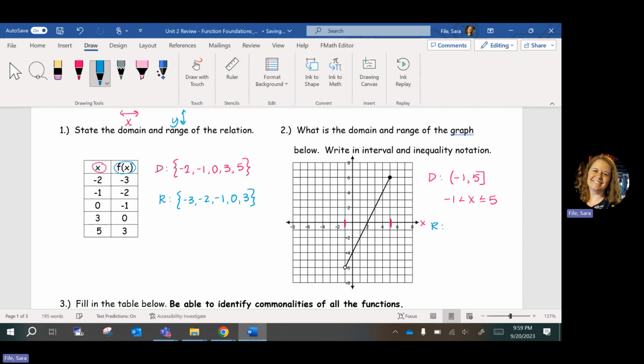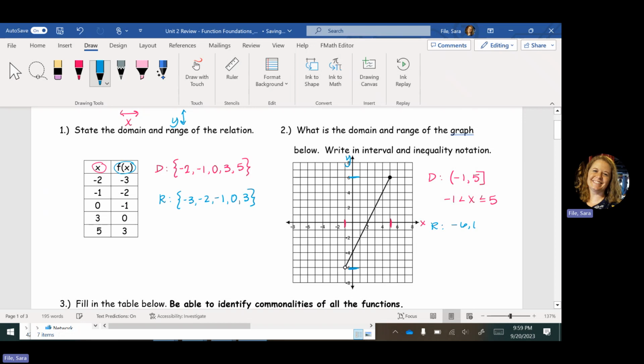Now for the range, I look at my y column or axis or f of x axis, and I'm going to do the same thing. I'm going to mark how low my graph goes. So this is the lowest y value here, and the highest my graph goes is up here. So that goes from -6 to +6. And again, it's least to greatest. So for range, that's bottom to top. The -6 at the bottom, that's where the open circle is, so that's not included, with a parenthesis. And then the 6 at the top is included, so it's a bracket.